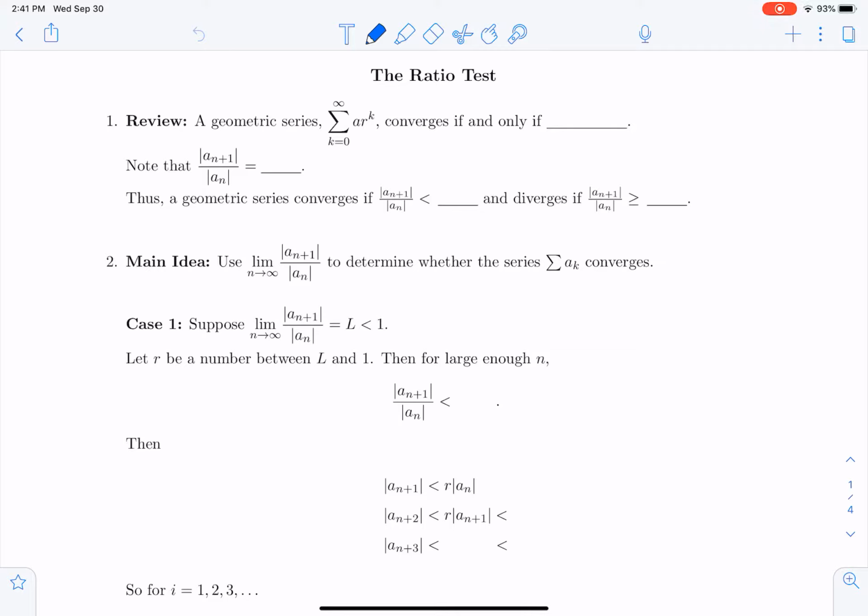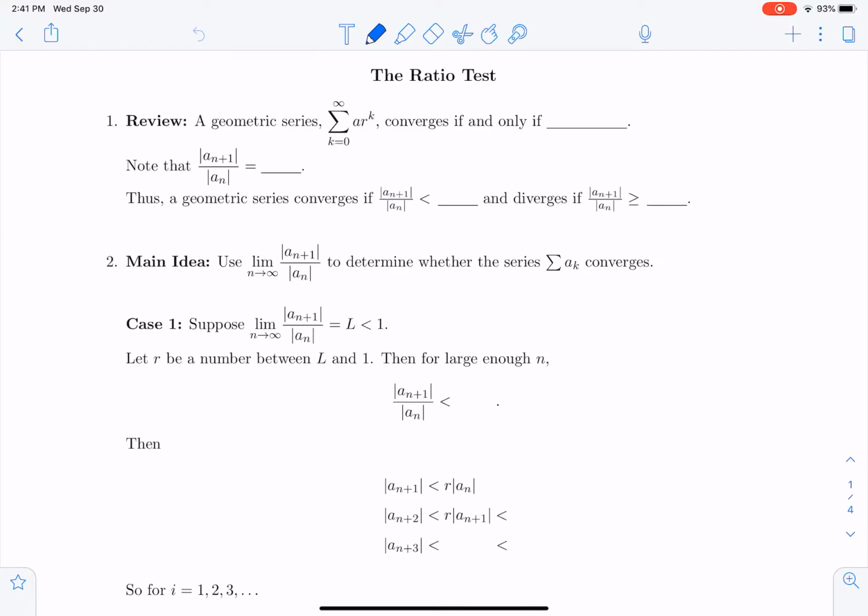If you have an alternating series, then you should use the alternating series test. If you have a geometric series, then you should use the geometric series test. If you have a p-series or something that looks like a p-series, then you should use the p-series test or the integral test. So the ratio test is actually the test that you should use when all other tests fail. And I will point out a few times in which it is helpful to look at the ratio test.